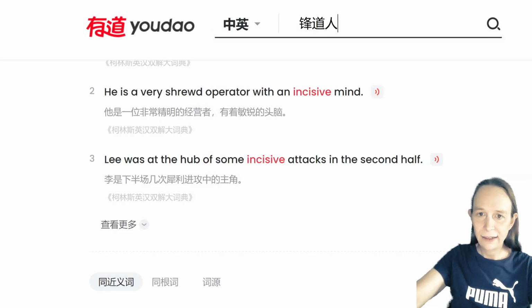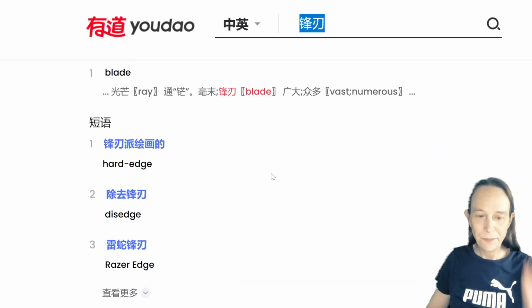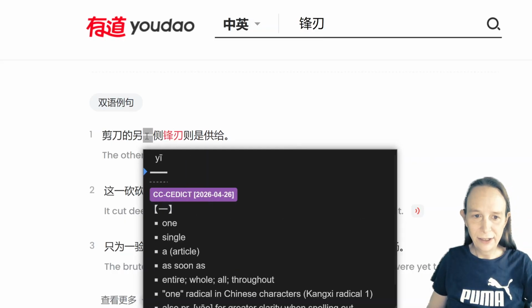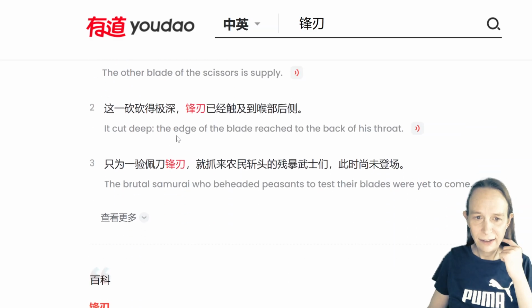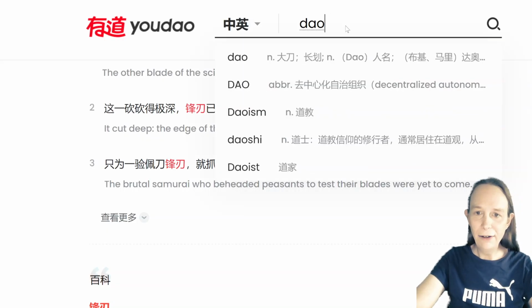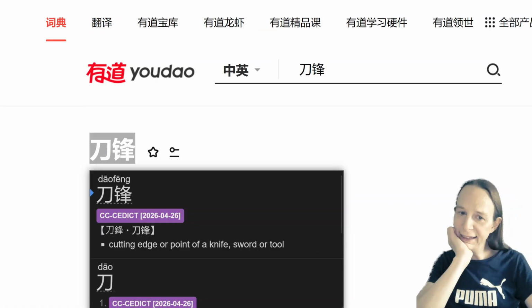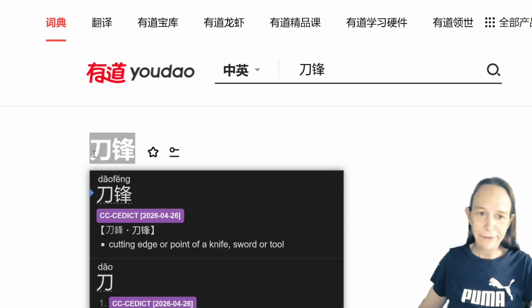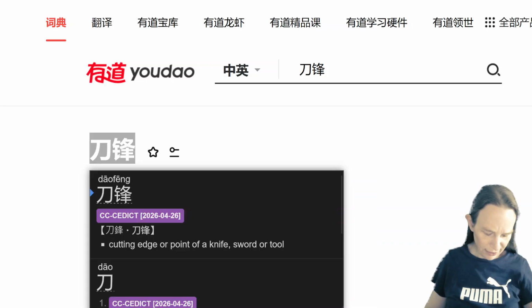刀刃. 锋刃. 一则锋刃. So this is a blade. And 刀锋. What is 刀锋? Cutting edge. So 锋 can be a noun, can it? Point of a spear, edge of a tool. So 刀锋. All right.